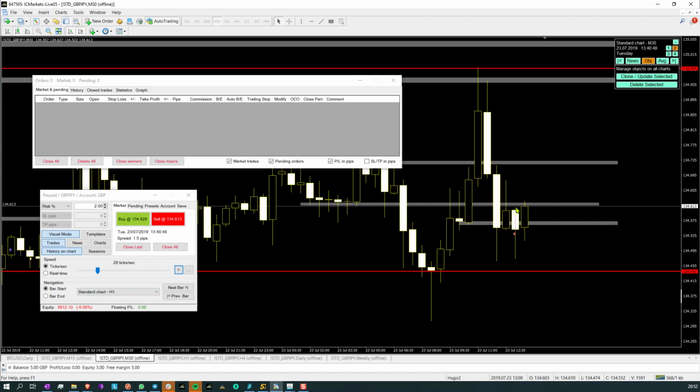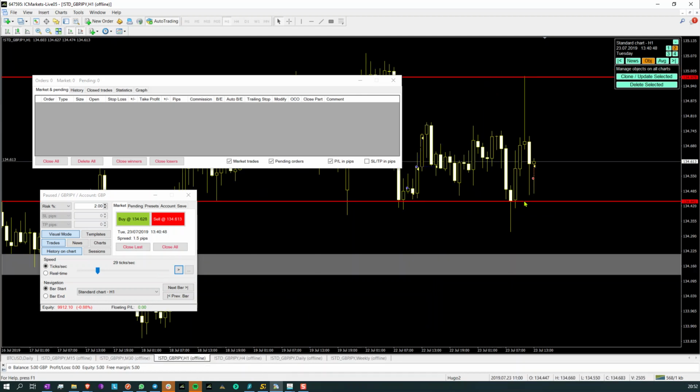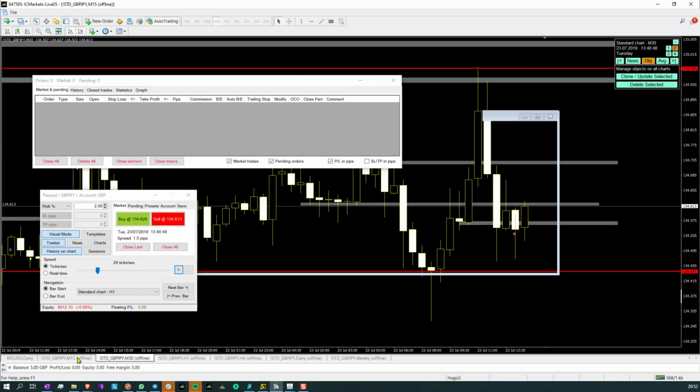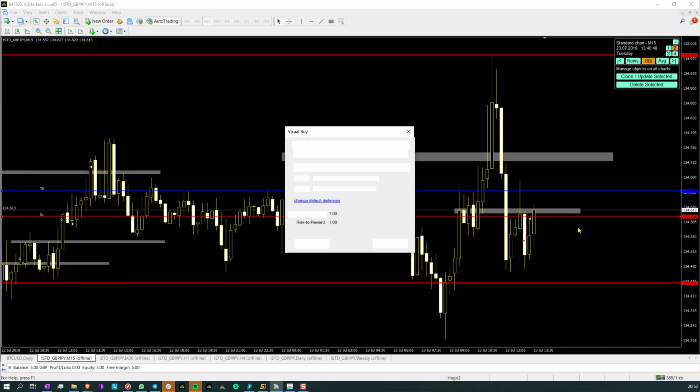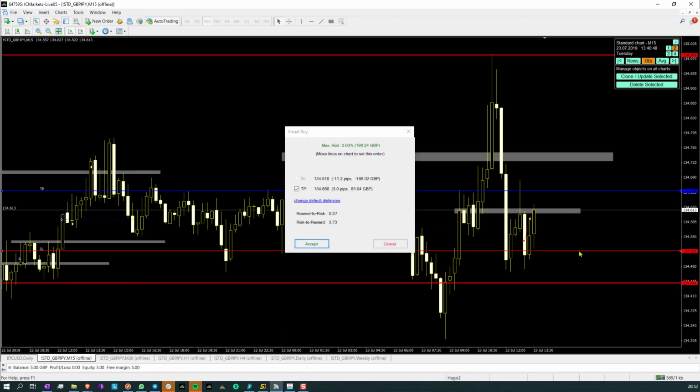M30 breaking this high after the rejection. So 1 hour looks rejecting a lot. Yeah, so I'm buying here with stop just below M15, 11 pips. Let's see how it goes.